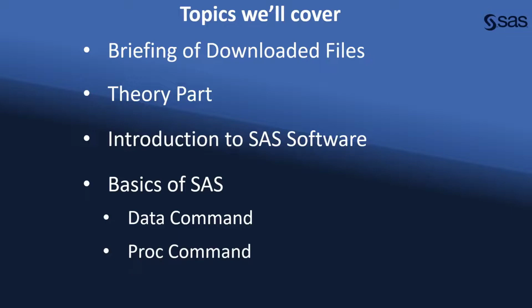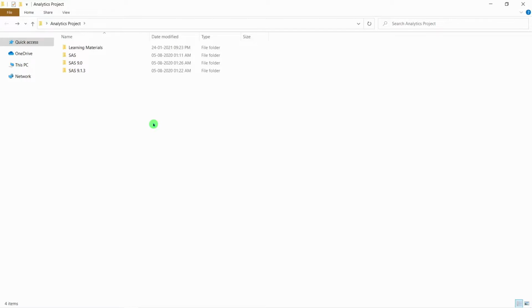I'll first of all brief you on the downloaded files. So what you're seeing here is this folder. Now in this folder, we have everything that we have asked you to download. So what I'll do here is I'll brief you a little bit about whatever we have asked you to download so that you know what to do with it. So in here, apart from learning materials, all these are 3 different versions of the SAS software. The reason we ask you to download all 3 is because we never know what kind of operating system you're using. So depending on the kind of operating system you're using, we'll be installing either one of these softwares here.